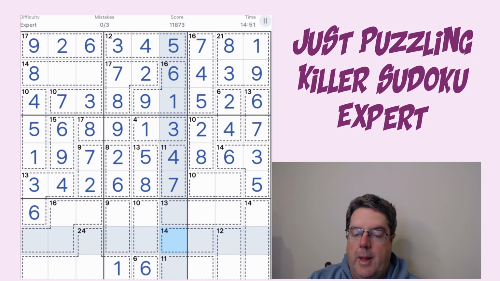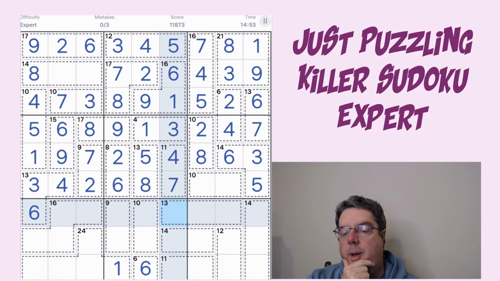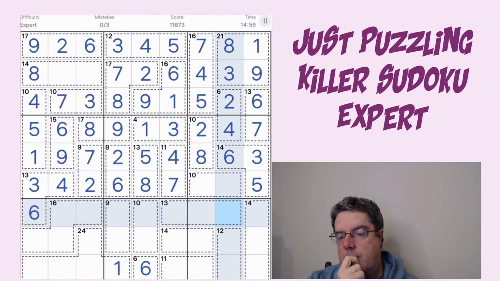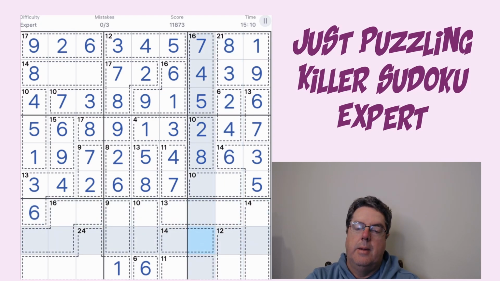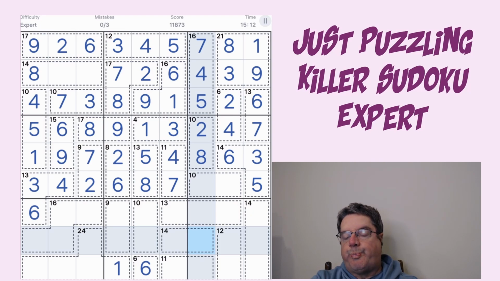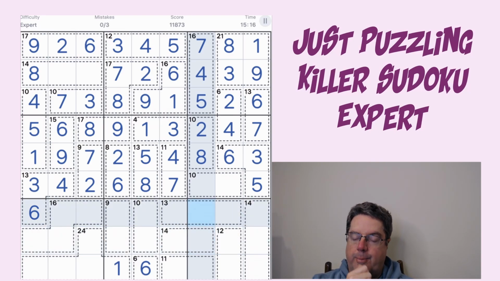9 can't be there. 9 can be there because that could be 3 and 1. 6 can be one of those two. I nearly made the assumption that 6 was there, but I can't. So 6 can't be there, because that's either 1 or 9, so that takes it over there. 6 can't be there, so that is a 6. That's an 8.